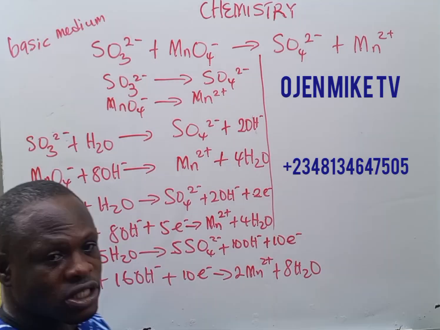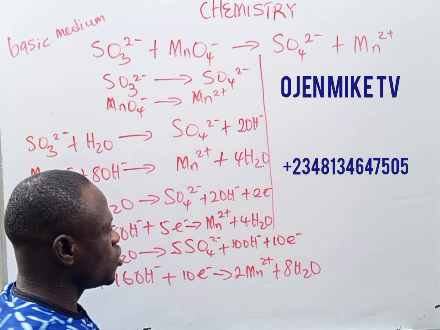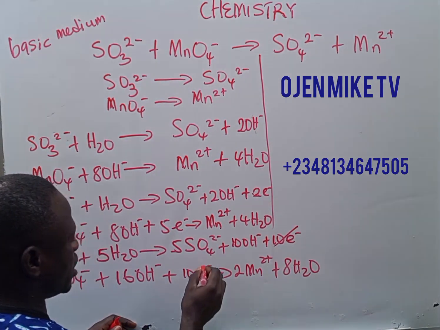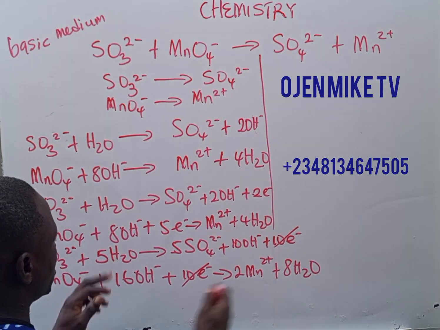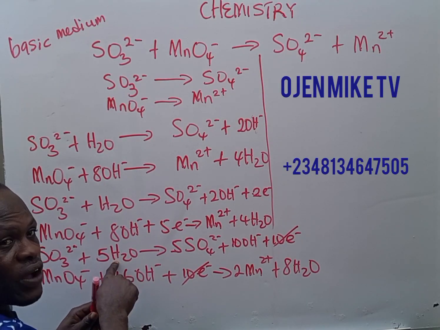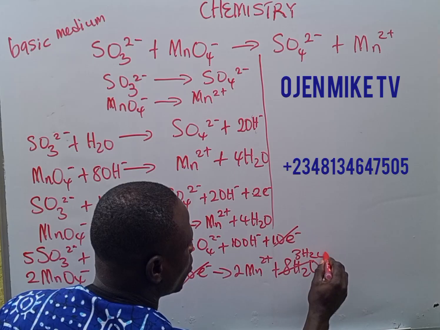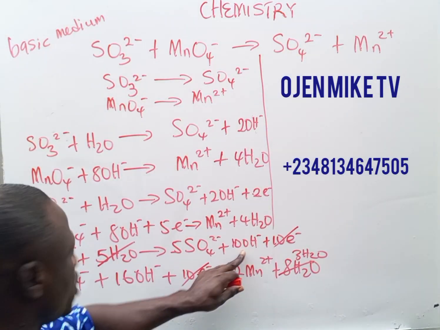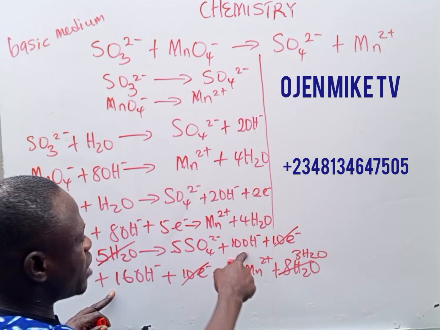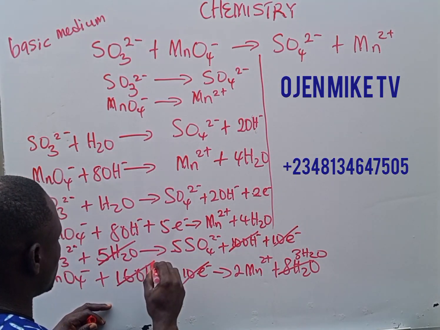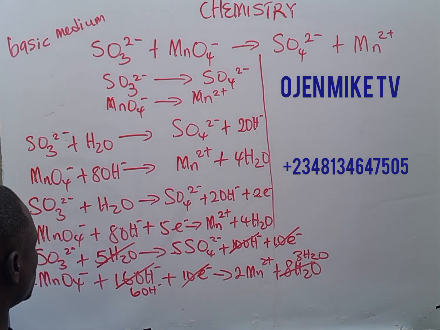At this point now, you cancel the ones that are the same. Anyone that you see that are the same, you cancel. So there is 10 electron here, you cancel. There is 10 electron here, you cancel. Which other one are the same? We have water here, we have water here. So 8 minus 5 gives us what? Gives us 3. So here will now be 3 molecules of water. We have OH here, we have OH here. 16 minus 10 will give us 6. So here will cancel, here will now be 6 OH minus.